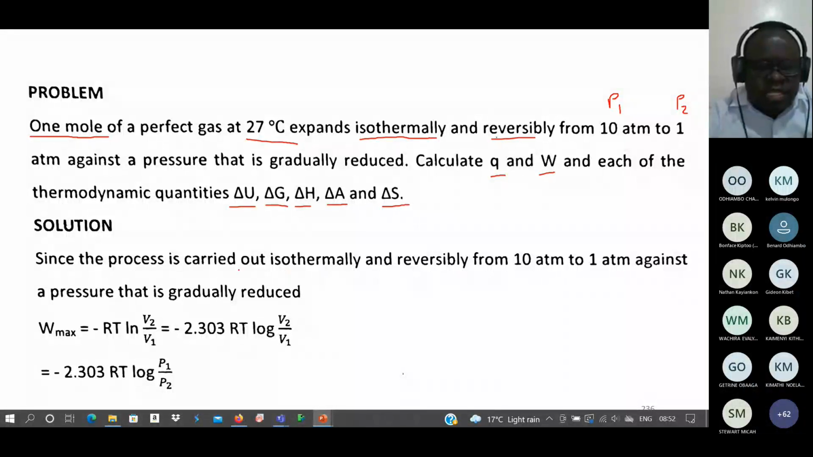Now, I want you to take the next, hopefully 10 minutes should be enough, to attempt this and see how far you can go. Of course, you have to refer back to your notes for Q, W, and the rest of these thermodynamic quantities. So let's take 10 minutes, not 10, but 8 minutes now, so that when we come back at 9, we look at this problem and shift gears from there.